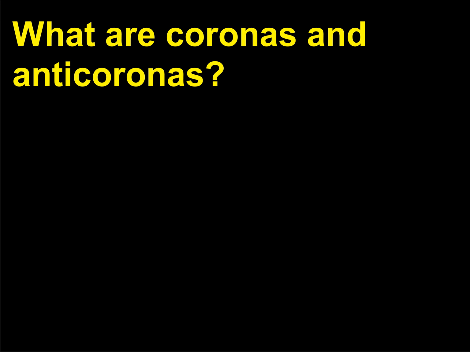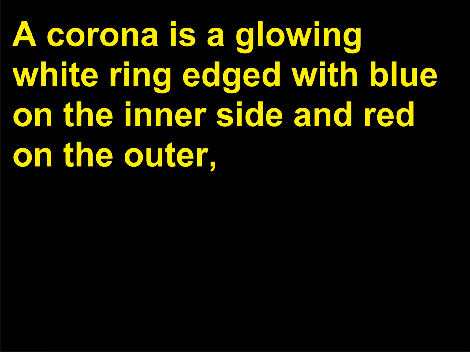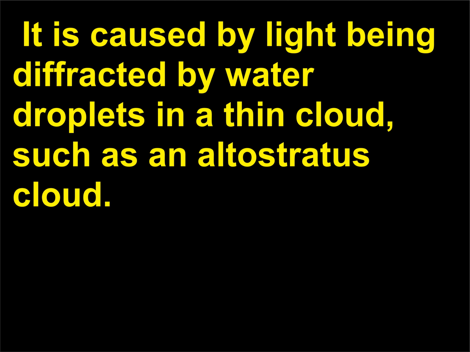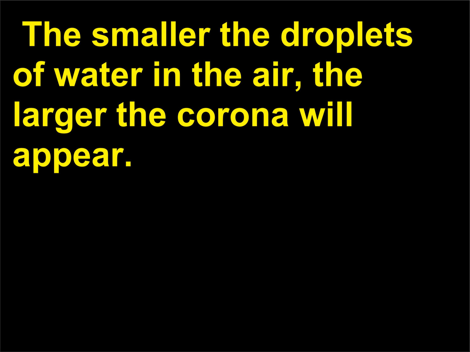What are coronas and anticoronas? A corona is a glowing white ring edged with blue on the inner side and red on the outer, and seen around the moon, or less often, around the sun, usually during eclipses. It is caused by light being diffracted by water droplets in a thin cloud, such as an altostratus cloud. The smaller the droplets of water in the air, the larger the corona will appear.